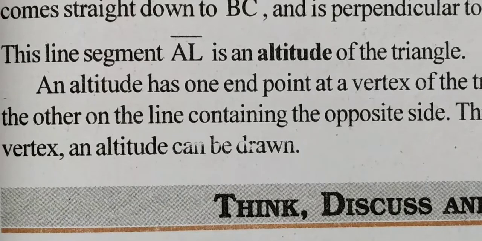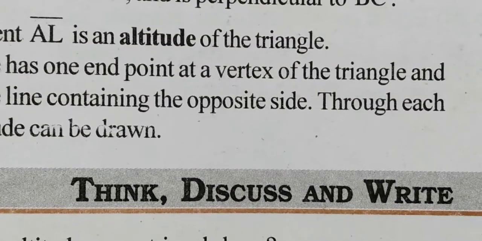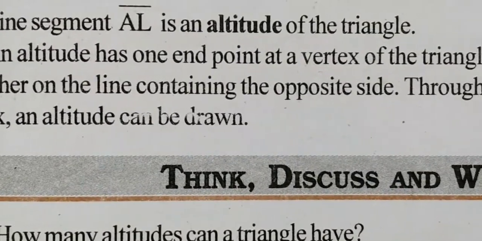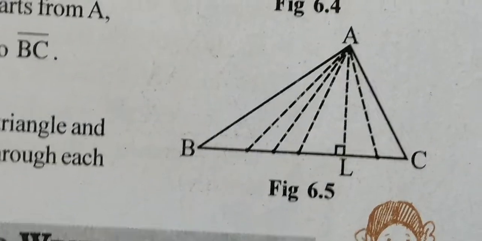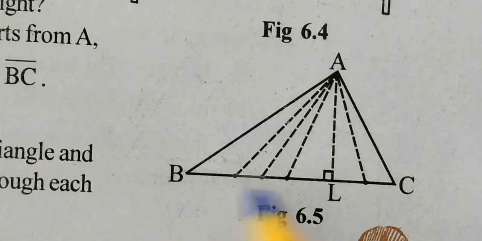An altitude has one endpoint at a vertex of the triangle and the other on the line containing the opposite side. Through each vertex, an altitude can be drawn. Just have a look at this triangle, triangle ABC.